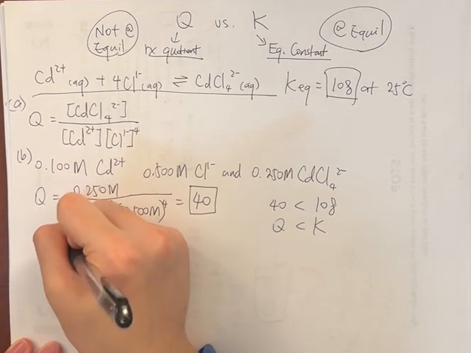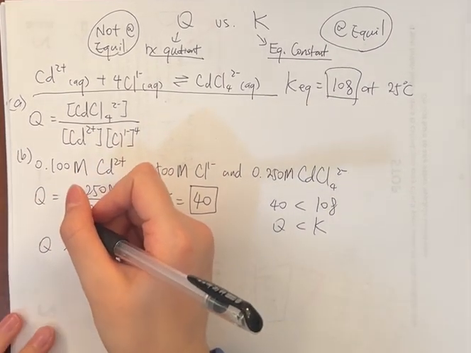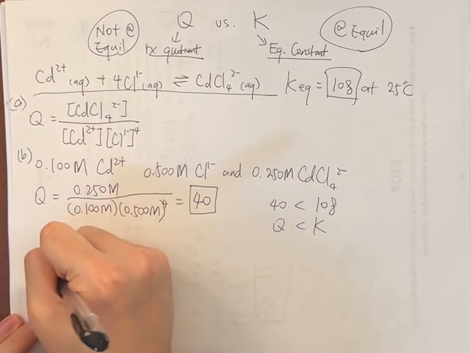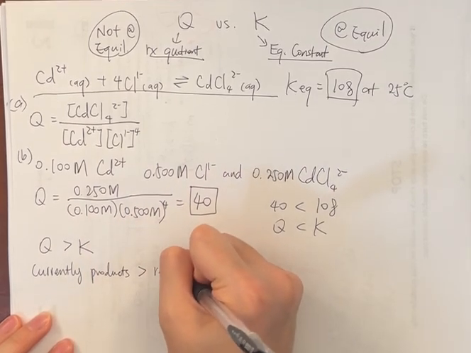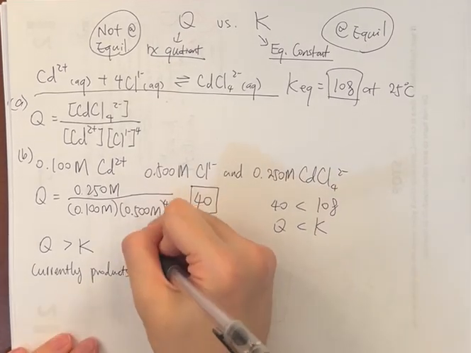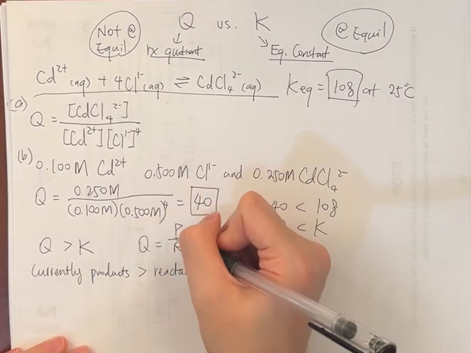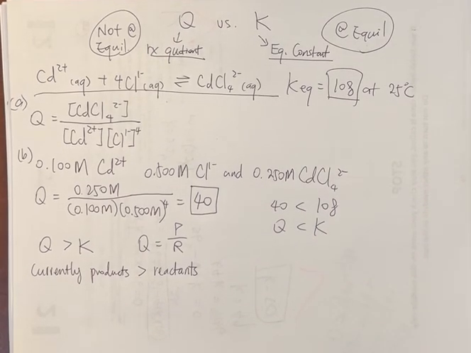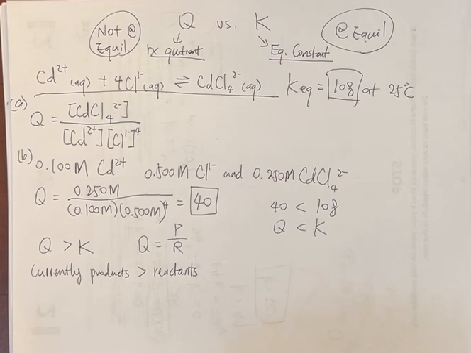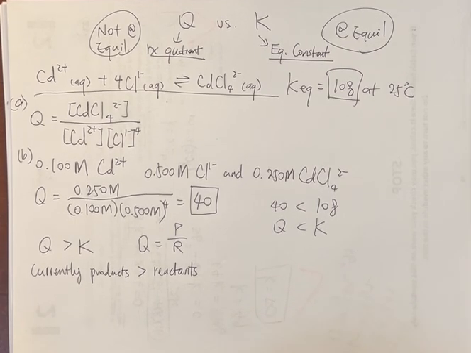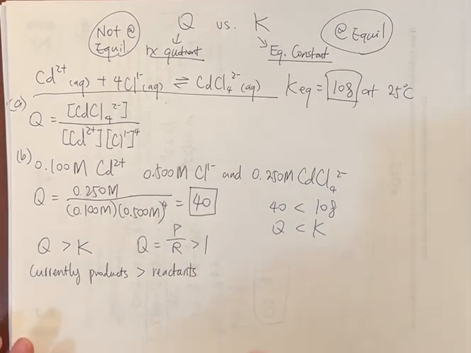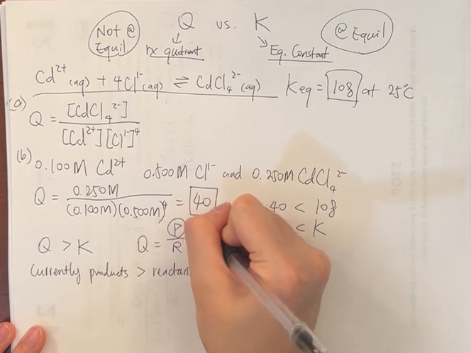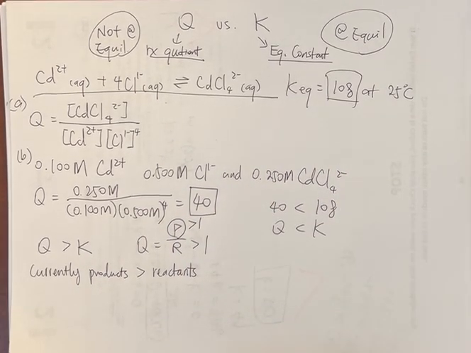So first of all, when Q is greater than K, which means that the current products are going to be greater than the reactants. Well, what does it mean? Remember, Q is equal to products over reactants. When Q is greater than K, for example, if we assume K is equal to 1, then the concentration of products is equal to the concentration of reactants. However, in this case, Q is greater than 1. So what does it mean? Well, the numerator must be greater to make the whole number greater.